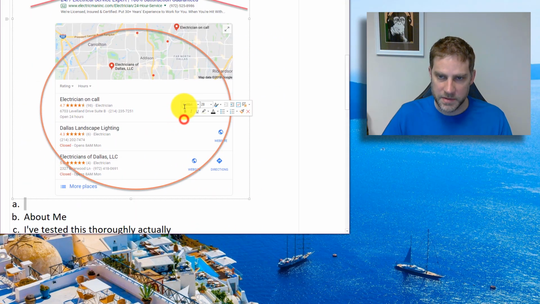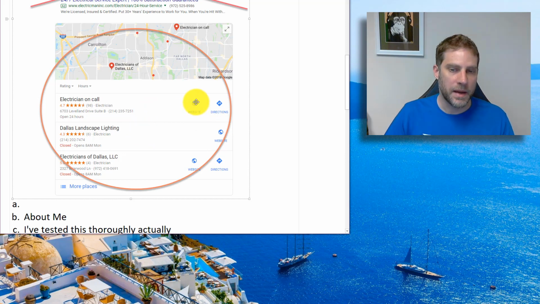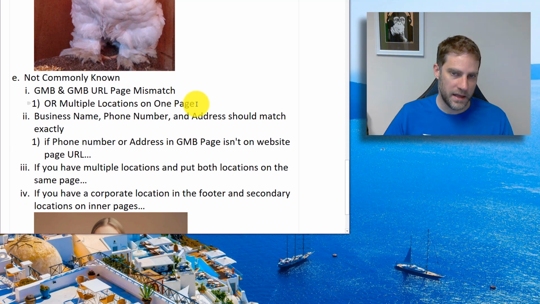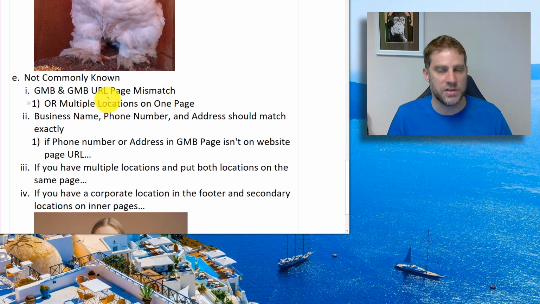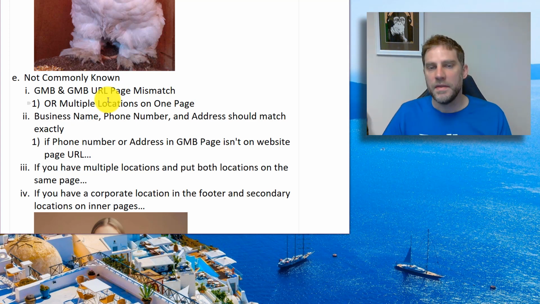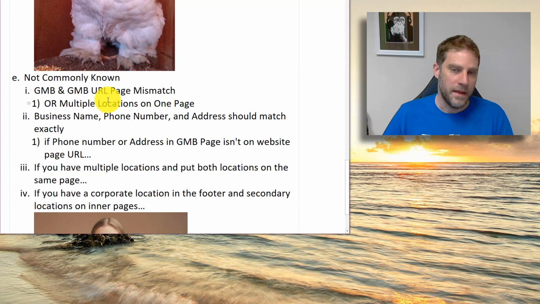If I were to click this website, most of the time it's going to go to the home page, but a lot of times it's going to go to an inner page, especially if you're doing it right. And if that page doesn't match the business name, the phone number, and the address that's in the Google My Business page, that's another way you can get suspended. I have dealt with support people at Google with this a lot, and sometimes there's a good reason to have other information on there, but they don't care.